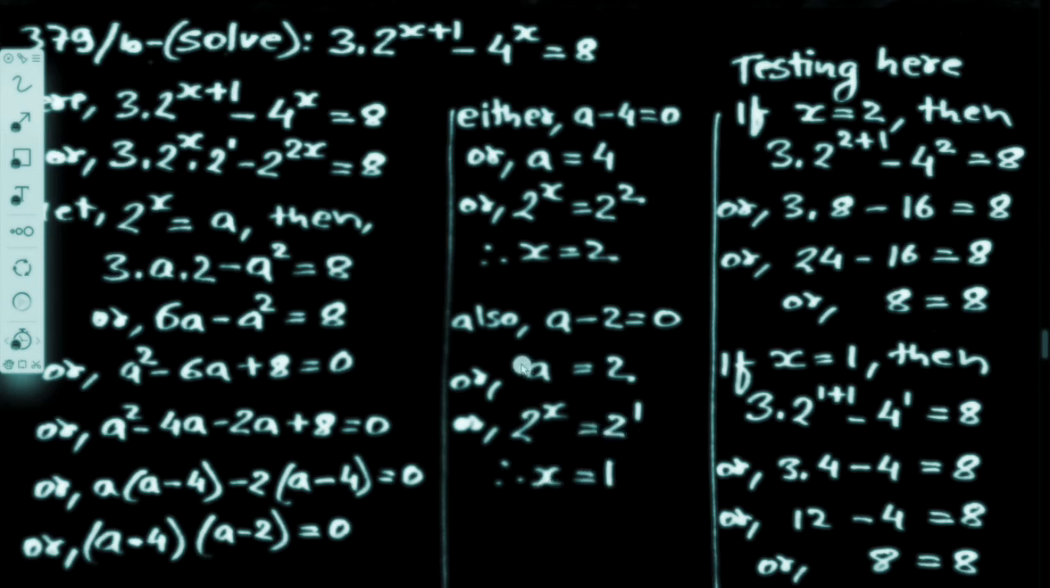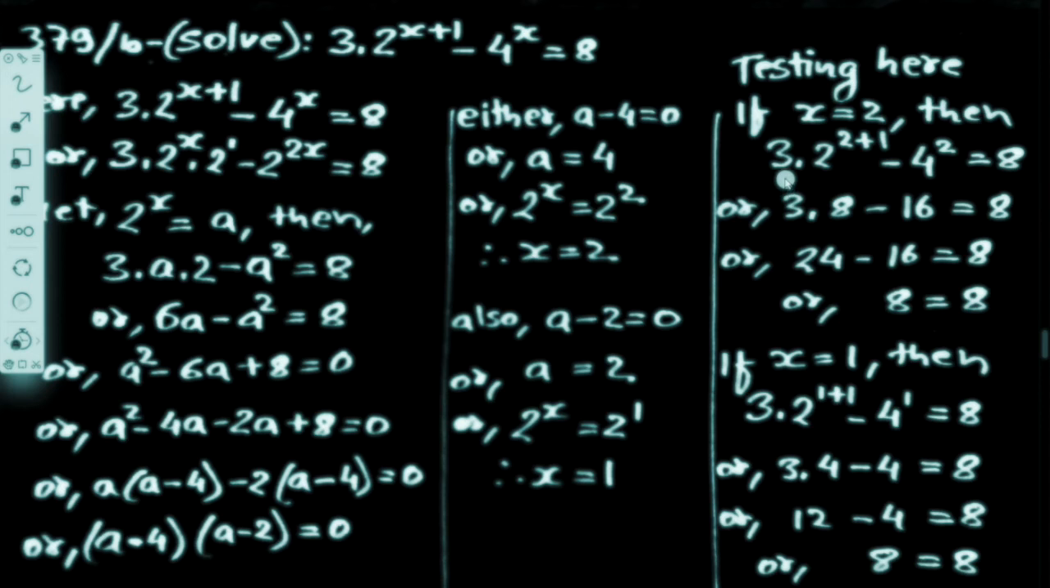In this way we get two values of our x. X equal 2 and x equal 1. We get two values for x. Now test whether our answer is right or wrong. For testing, if x equal 2, then in our first original equation, replace this x with 2. As x equal 2, replace with 2.